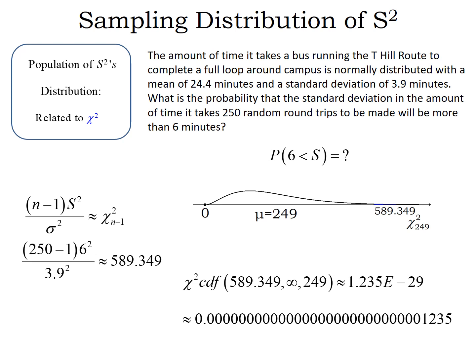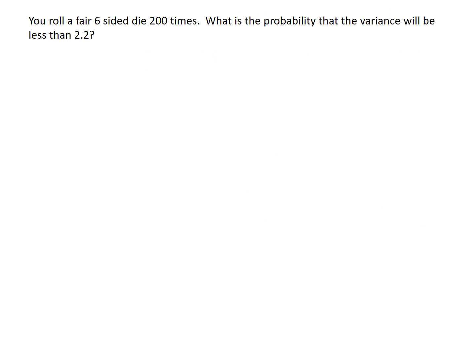Let's look at a couple more examples. So we're rolling the fair 6-sided die 200 times. Again, we've talked about this several times before. This time, we want to know the probability the variance will be less than 2.2. So we want the probability that the variance S squared is less than 2.2.